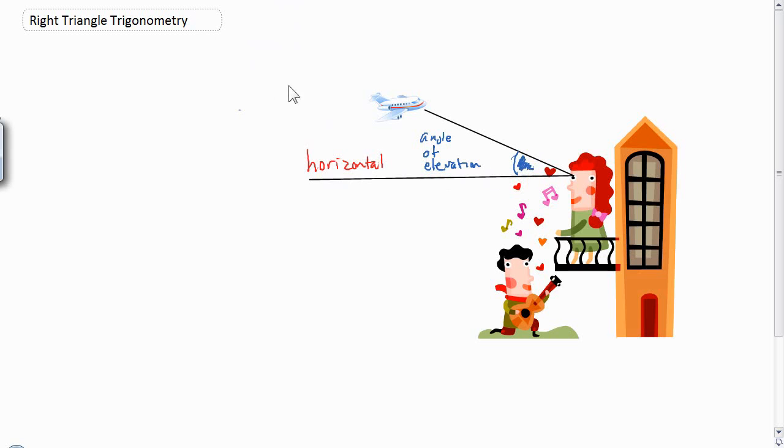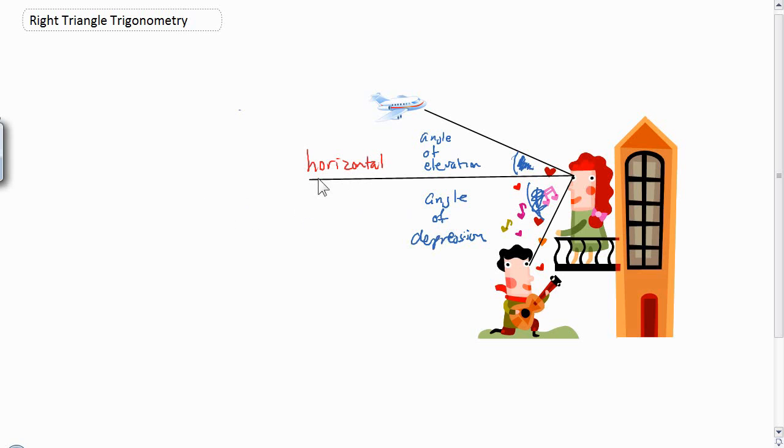If we were to draw yet another line of sight, I draw a line down to her beau, to his eyesight. This angle down here would be known as the angle of depression. The reason it's called angle of depression is because it's essentially below, it's depressed into the earth, and it has nothing to do with the quality of his singing ability.